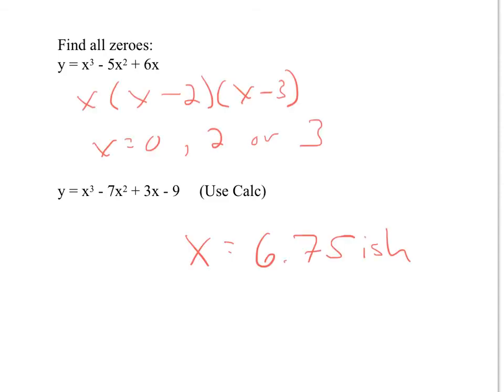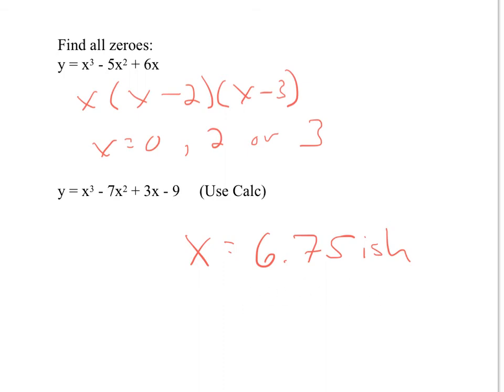Okay, you should have found for the first one you can factor that. You can first of all pull out an x from each of those terms. So you pull the x out in front. And then we have two factors, x minus 2 and x minus 3. So therefore, x is equal to 0, 2, or 3. In the second one, you have to use your calculator here. We don't know any other way yet.